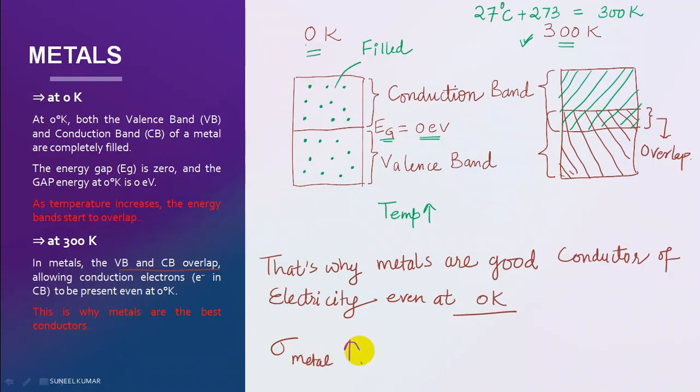Conductivity is basically the property of a material because of which it conducts, because of which it allows current to flow inside any material. So this is the metal that we have explained by using the energy band diagram.